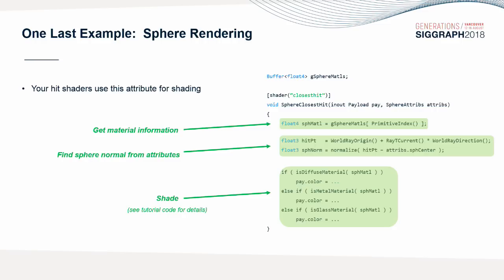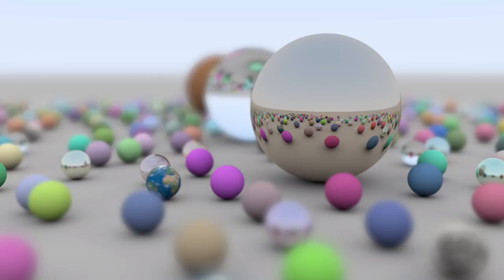And then I shade with one of a couple of different functions, either a diffuse material function, metal material function, or glass material function. I'm not going to walk through these. These are in the tutorial code. And that gets you this, which is Pete's Ray Tracing in One Weekend final image with a few added bonuses.